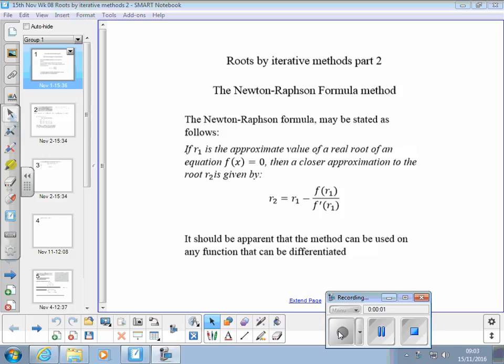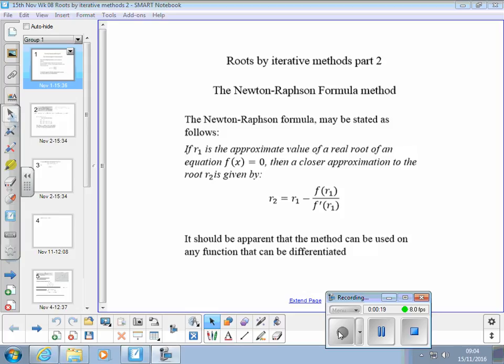Roots by iterative methods, part 2. What we're going to look at today is what's called the Newton-Raphson formula method of estimating or finding roots.